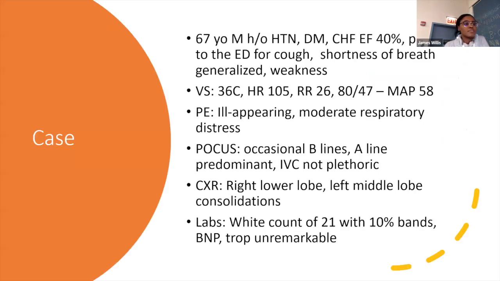We have a 67-year-old male. He has a history of hypertension, diabetes, CHF with a reduced EF. He's presenting to the ED for a cough, shortness of breath, generalized weakness. He is triaged to CCT.